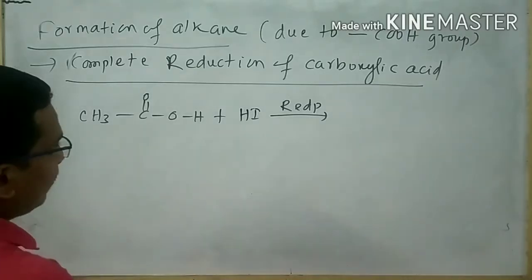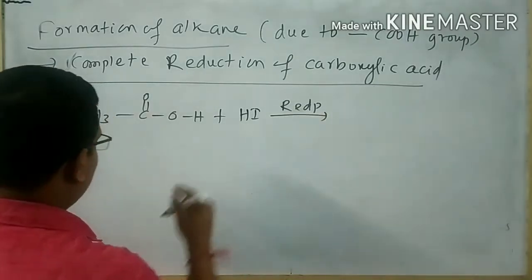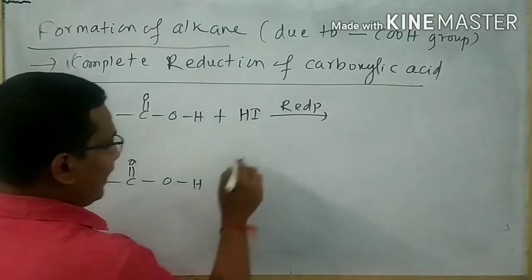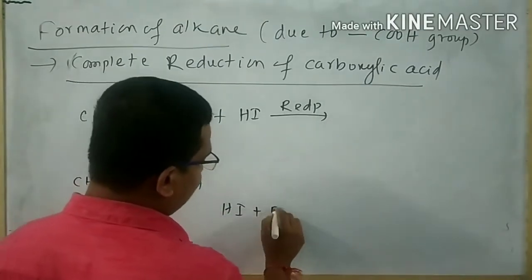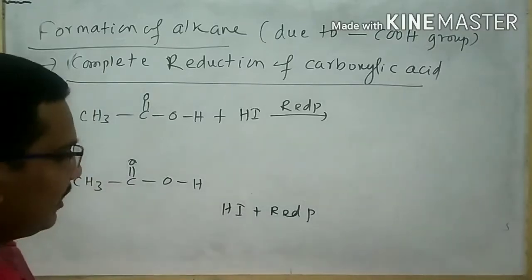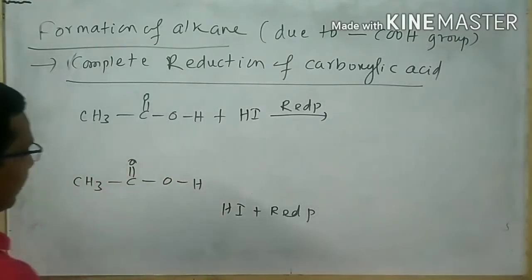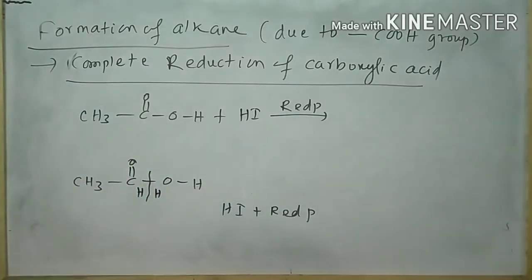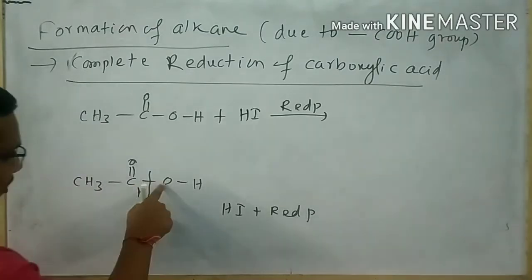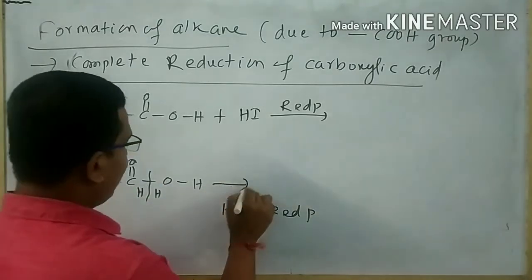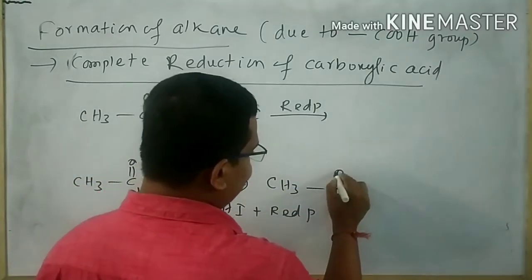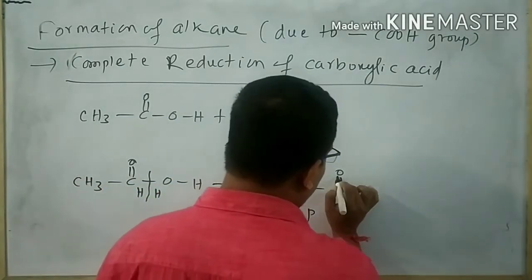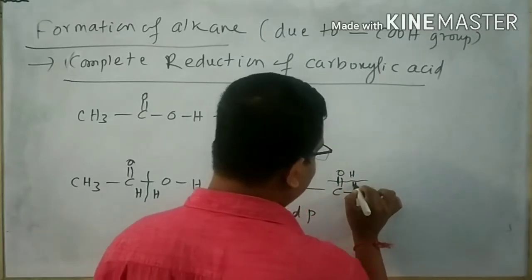Let me explain which alkane is formed here. When HI and red phosphorus react with each other, nascent hydrogen is formed. This nascent hydrogen is given first here. Now I will break this bond and give two hydrogen here. Then acetaldehyde is formed. Next, again I will break the pi bond here and give two hydrogen.